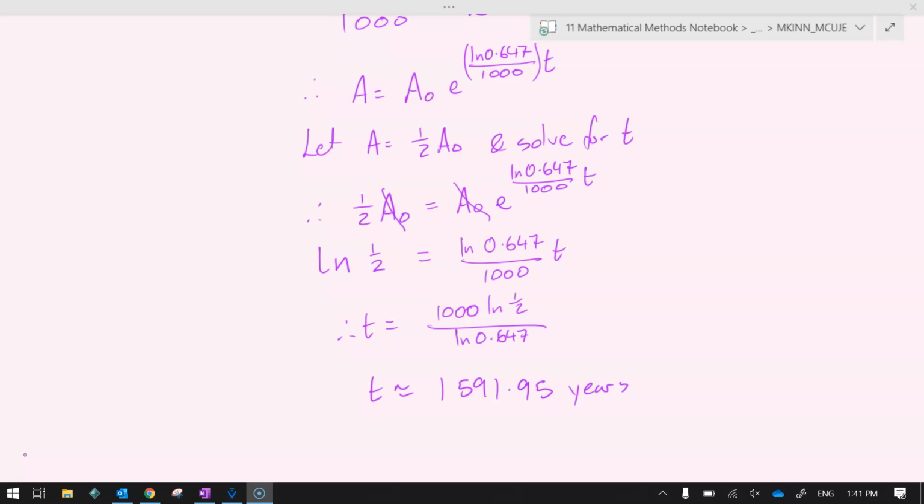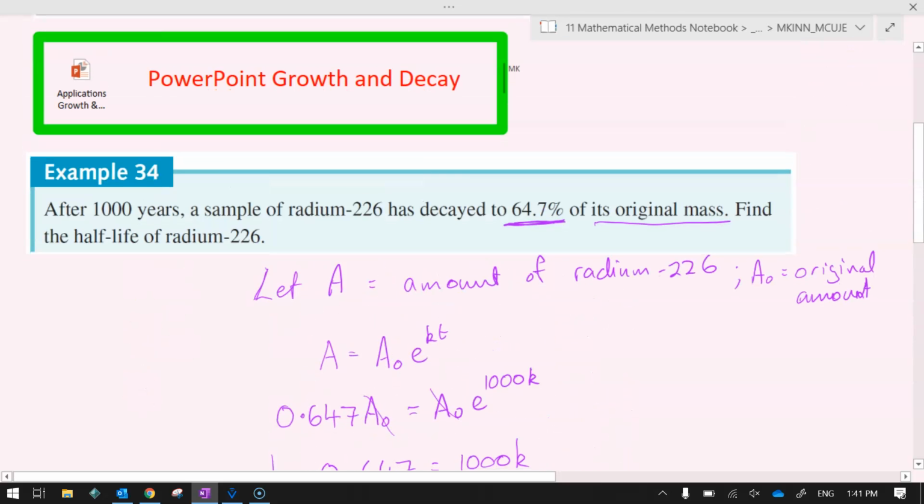Is that a reasonable answer? That could be a question in your exam. Evaluate the reasonableness of your answer. How do I know that's a reasonable answer? I don't really know about the half-life of radium other than what they've told me in the question. So I go back and I look at my question. After 1,000 years, I was left with 64.7%. I'm working out the half-life, which would only be 50% remaining. So that's a fair bit more to decay still, isn't it? Is it reasonable, therefore, to think that it's quite a bit after 1,000 years?